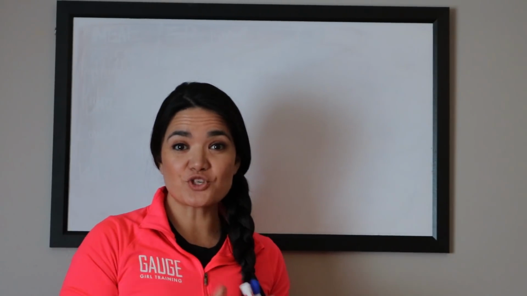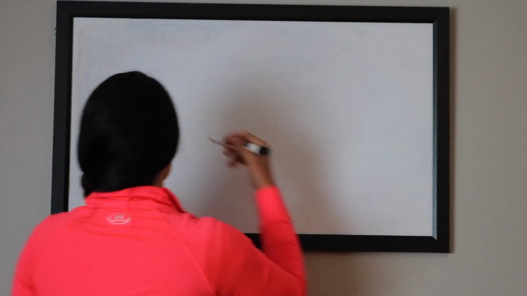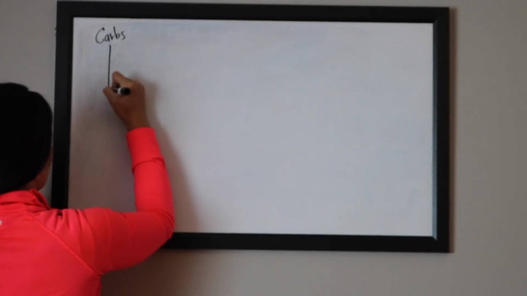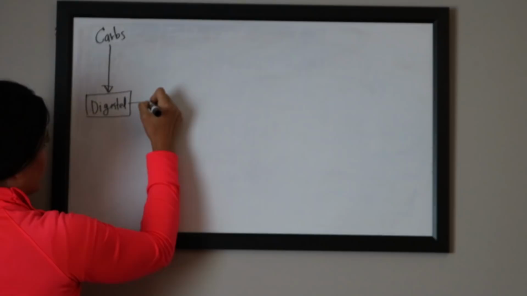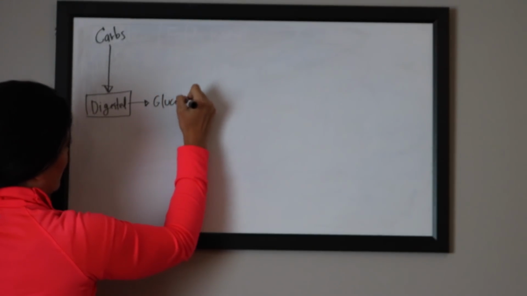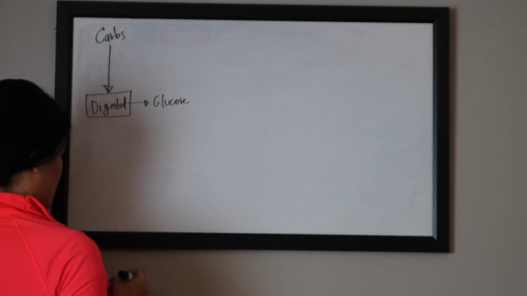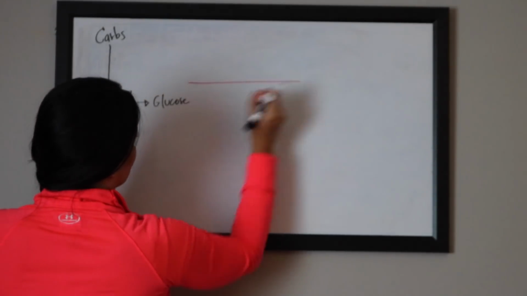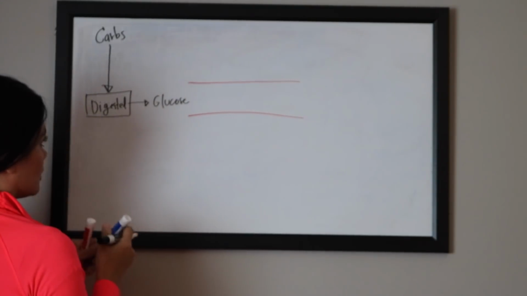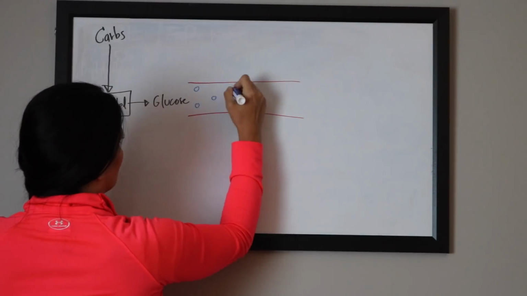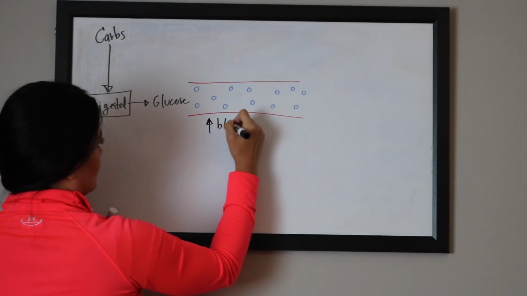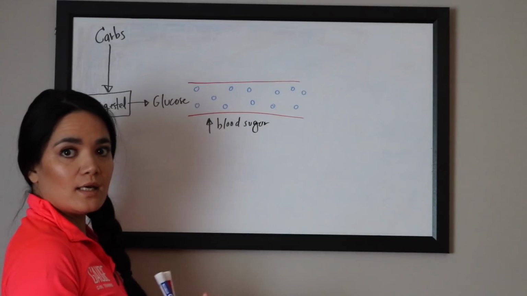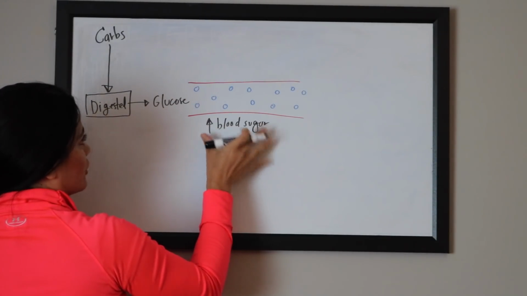All right, guys, so I'm going to draw a schematic of what's actually happening. So you eat carbs, right? All right, we got some carbs. These carbs get digested. And once carbs are digested, they form glucose. Glucose is then released into the blood. So let's say here's our blood, and we have all this glucose in the blood. This means that you have increased your blood sugar. Your body does not want to be in a state of high blood sugar. It doesn't want that in there.